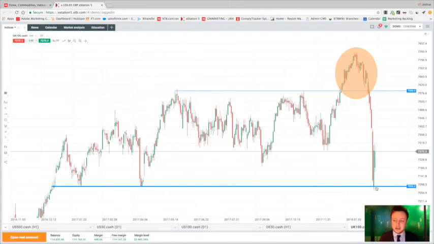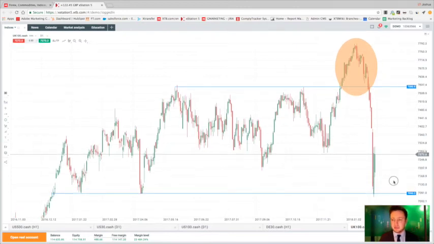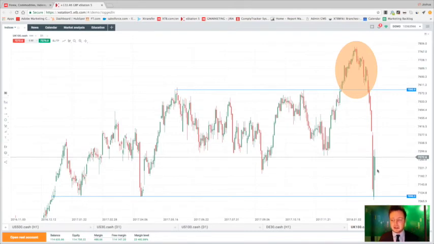If we do get a daily close below 7,090, that will obviously be a negative development for this market, and we could get further downside. At present, we're pulling back into the middle of this sort of range. You could say there is a little bit of resistance around these levels, around 7,300.